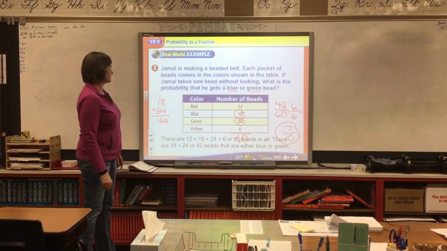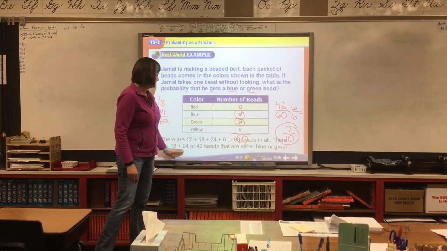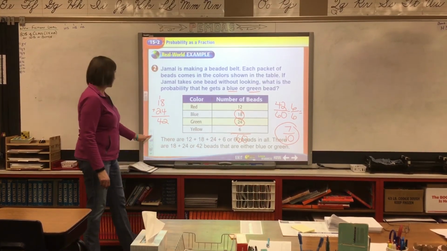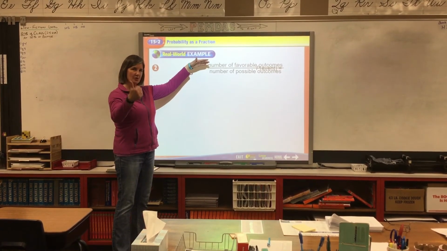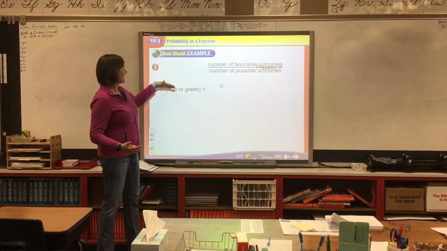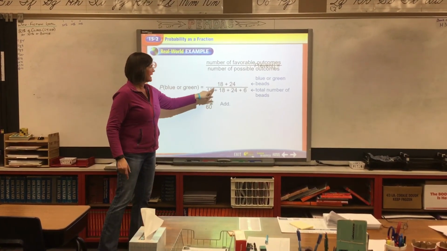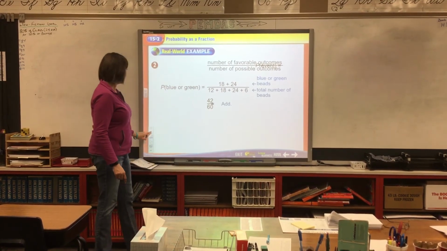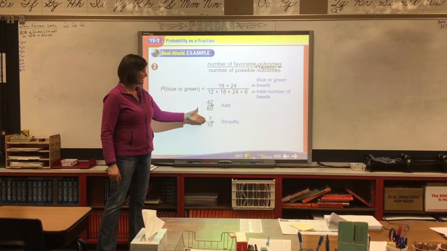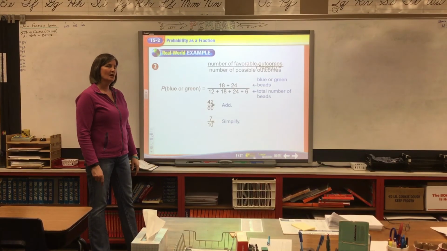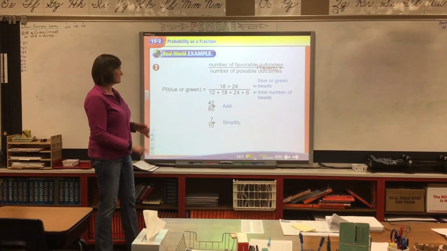So they're going to take us through that. Just like we did, they added up and got a total of 60 beads, and when they added the blue and the green, they got 42 beads. The number of favorable outcomes, either the blue or the green we were looking for, is our top number, 42, and we added all 4 colors together and got 60, so it was 42 out of 60. But we know that's not in simplest form. Both were divisible by 6, and so it simplifies to 7/10. So in this example, the probability of getting a blue or a green bead is 7/10.